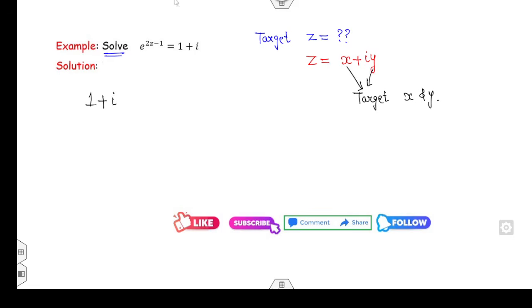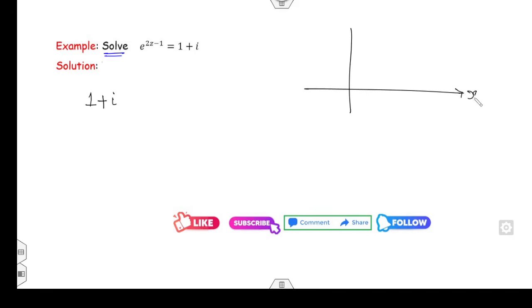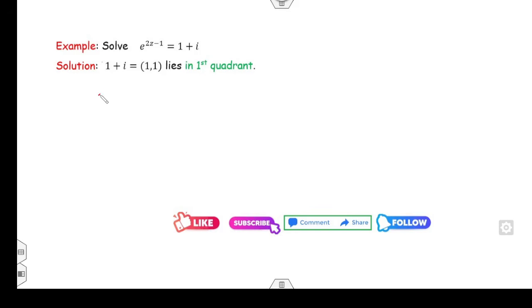First of all, you can draw it graphically. Where does 1 plus ι lie? This is the value of x. This is the value of y. 1 plus ι lies in the first quadrant. Fine. So 1 plus ι lies in the first quadrant. Now whenever you see a complex number on the right hand side, you can write it in polar form: r e raised to power 2nπ, which is my period, plus θ. Fine. That means you can write it in polar form.